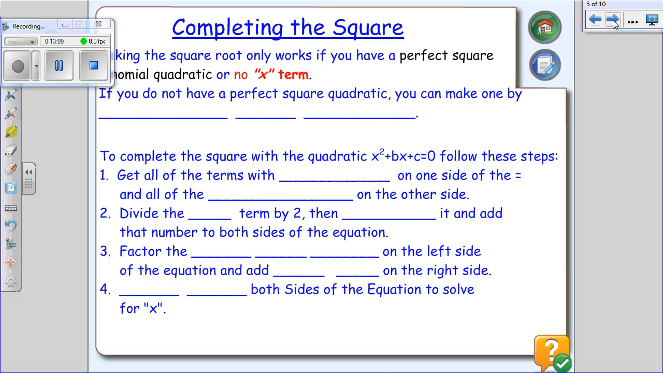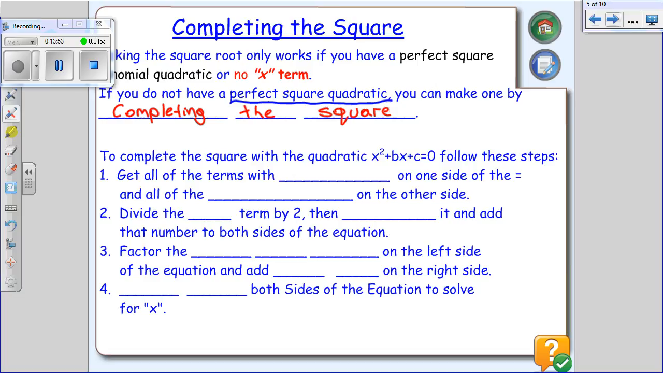So, if you do not have a perfect square quadratic, that means something we can actually factor. You make one, you make it a perfect square factor by completing the square. That's what those blanks are. Completing the square. Right now, that means a whole lot of nothing. But what you need to understand is we're going to take quadratics that can't be factored. We're going to do something called completing the square, and it'll make it so it can be factored.